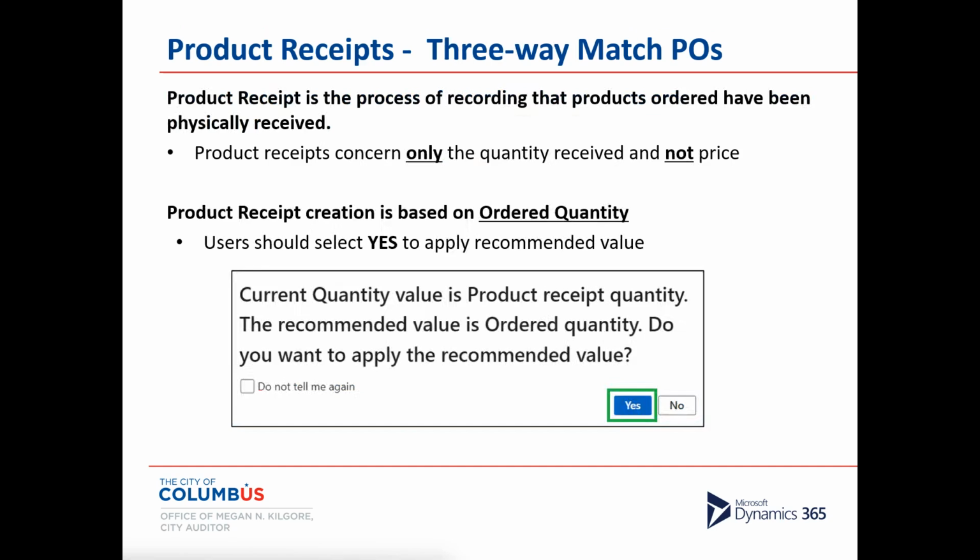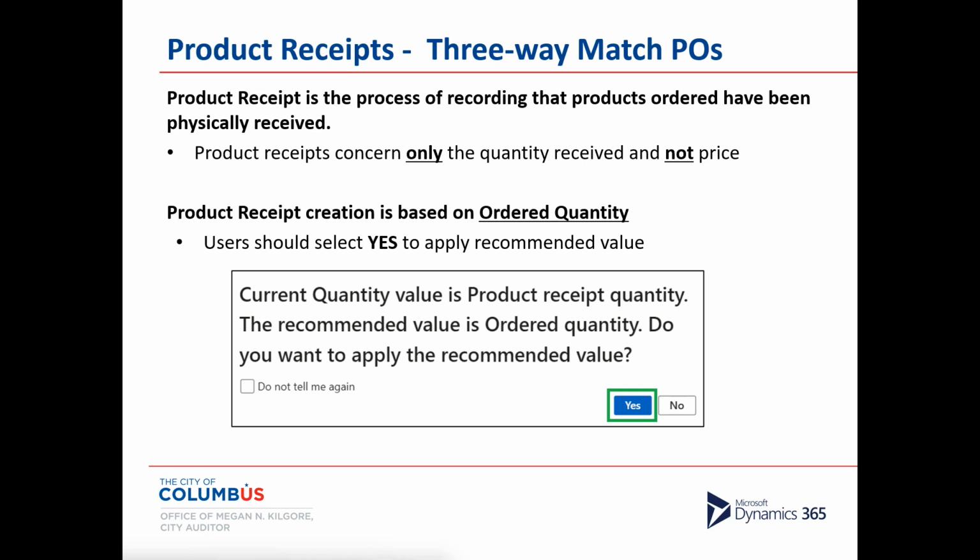Anytime that you create a product receipt, you will see the prompt that you see on the screen now. If you do not see this prompt when you create a product receipt, it's likely that you selected Do Not Tell Me Again. Please file a tech desk ticket so we can get your user profile reset and you'll start to see this prompt. What this prompt is asking you is what is the default quantity that you would like applied to the product receipt that you're creating.